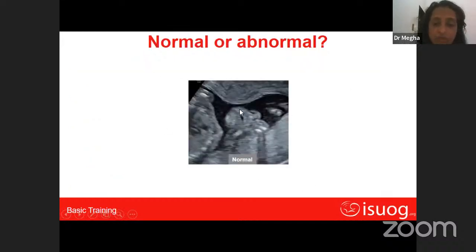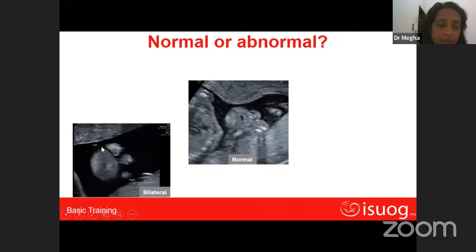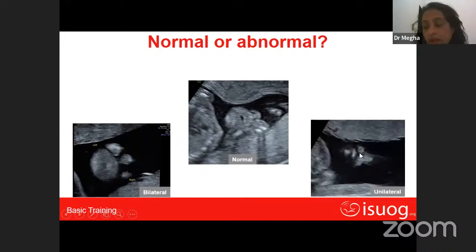Let's look at a few images. This is normal, a centrally placed nasal tip, the nostrils, the upper lip, the mouth, and the lip. This is a bilateral cleft lip, showing the cleft on either side and the prolabium, the tip of the nose here. That's a unilateral cleft lip, the nose, upper lip with a unilateral cleft.